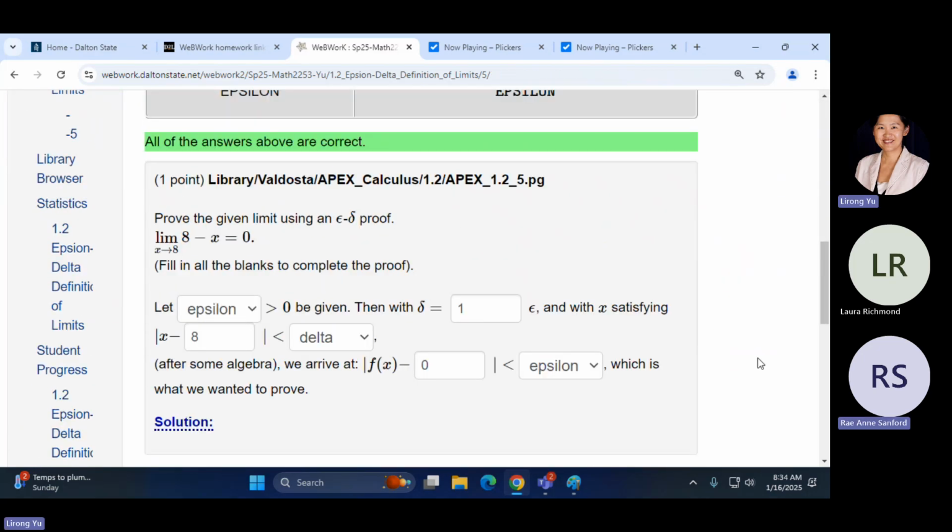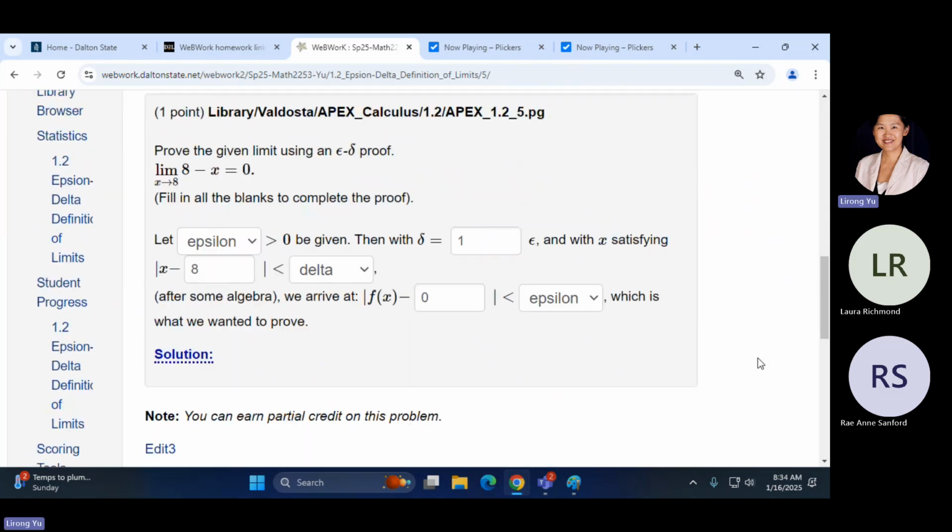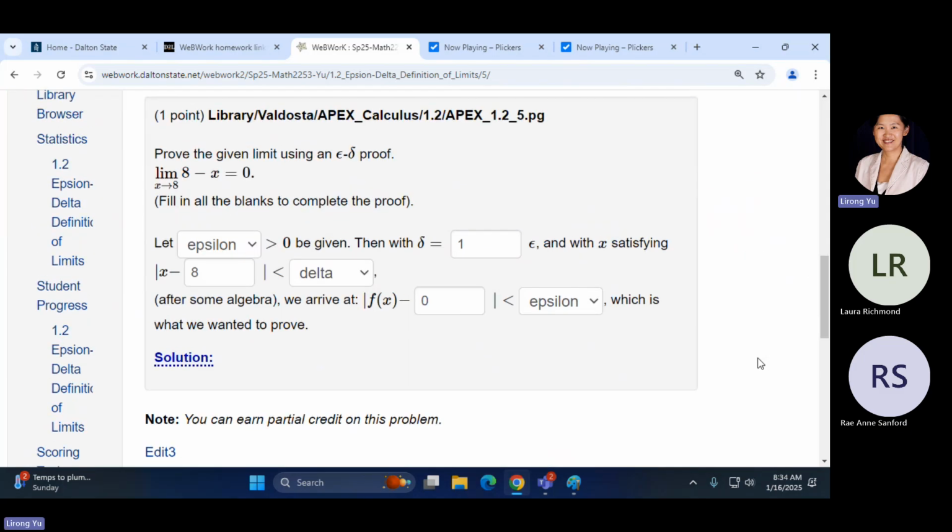So this is question number 5. Number 5 actually is slightly easier than number 3. It's easier because it's degree 1. The x is degree 1. For the question that we had before, it was a square, which is why we use the formula a squared minus b squared to factor it.